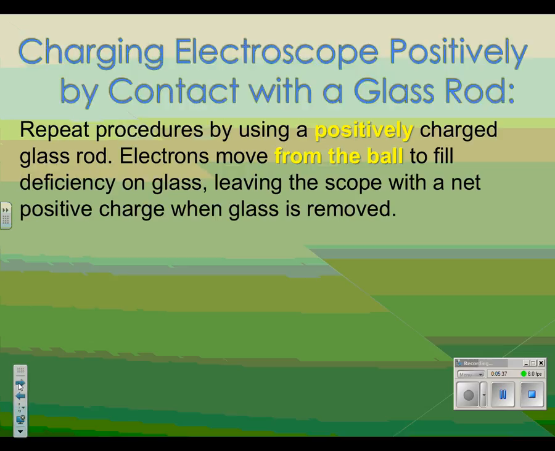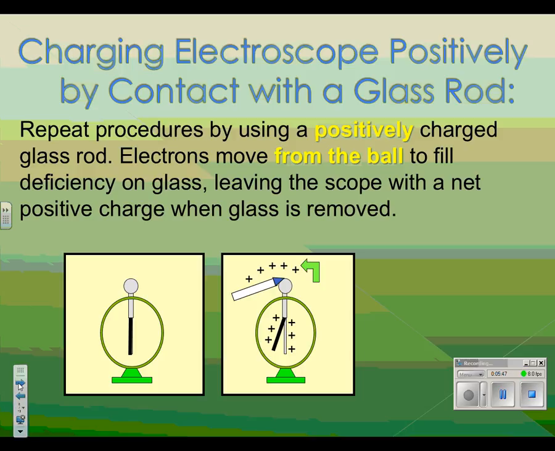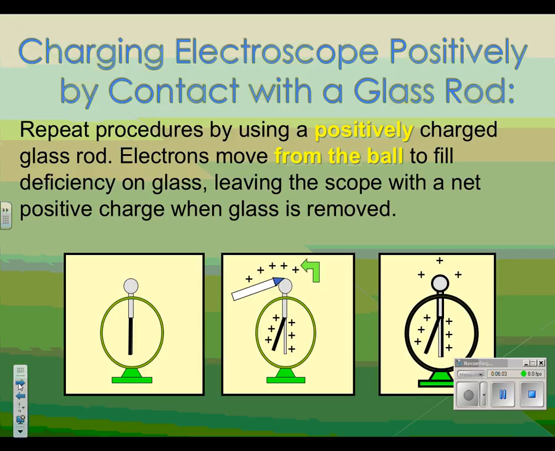Now, charging an electroscope positively by contact with a glass rod would be doing it the same way, but instead you go near this uncharged electroscope and you would actually be pulling electrons from the knob into the rod. And so when you pulled electrons from the electroscope, it would now be left as a positive charge, and that positive charge would cause the leads to also then separate.